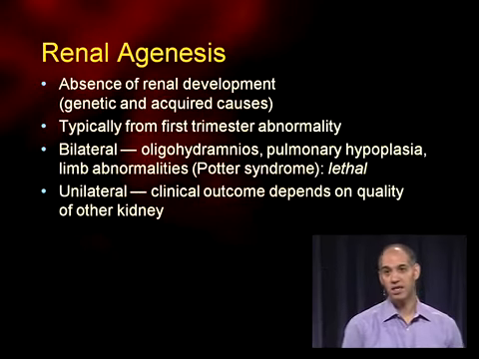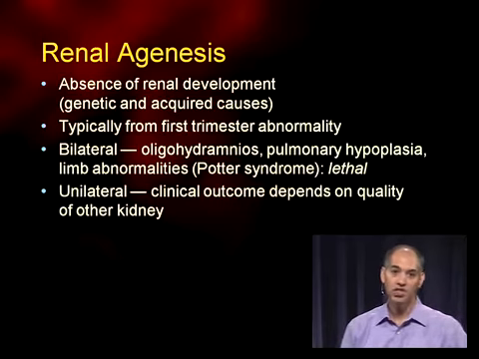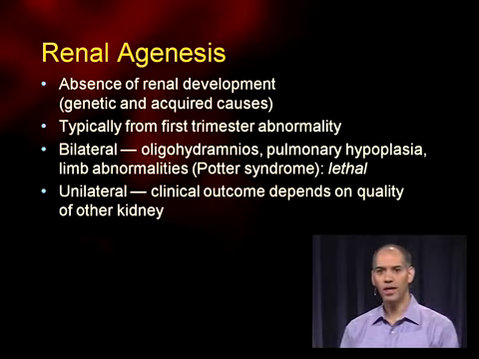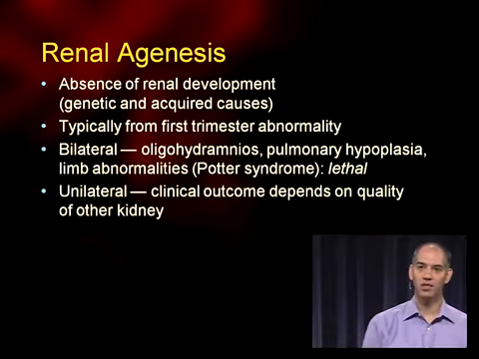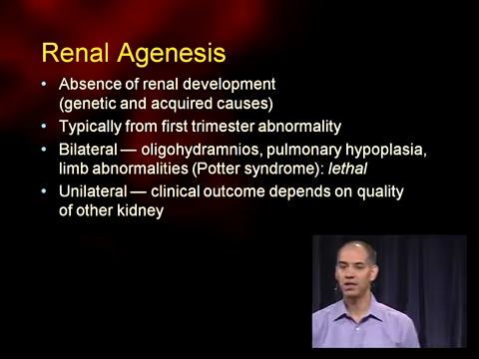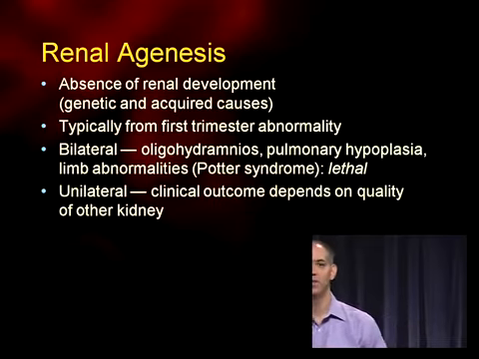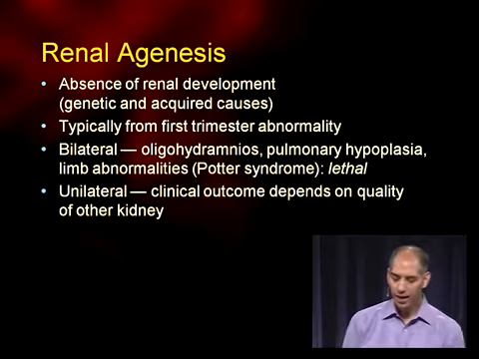Renal agenesis, as the name implies, is an absence of renal development. It might be genetic. There are also some acquired causes, insults that happen during pregnancy that can cause the kidney to never develop. It's typically a first trimester abnormality. Again, the reason we went through when all this happens is so that you know when the insult occurs.